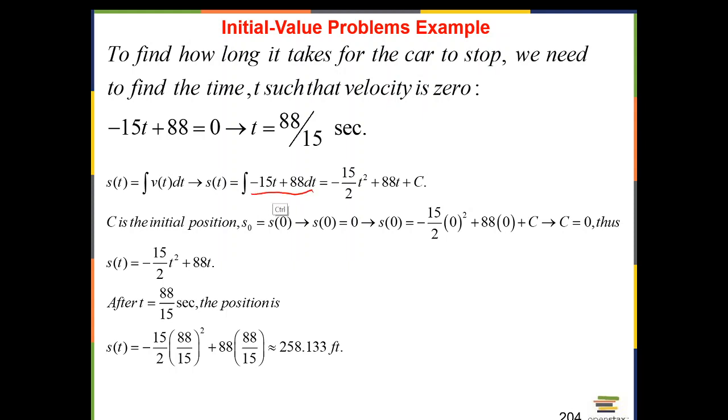And the integral of velocity: the antiderivative of negative 15t would be negative 15t squared over 2. The antiderivative of 88 is 88t plus some constant. And since we are given that s of 0 is 0, our constant is just 0. So we have this position function.